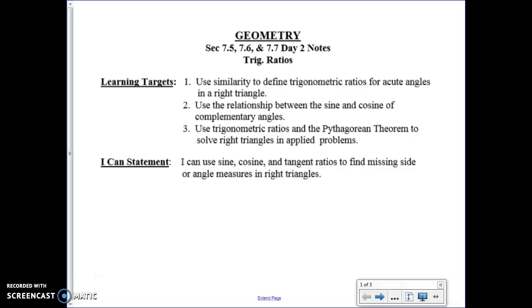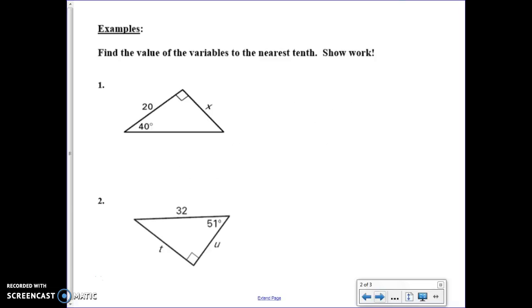Alright guys, we're going to continue our discussion of trig ratios with our next set of notes. So hopefully you are getting better at setting them up. Today we're going to put them into the calculator and actually solve for variables. So it says find the value of the variables to the nearest tenth. Show work. First thing I'm going to do is throw SOHCAHTOA up here.